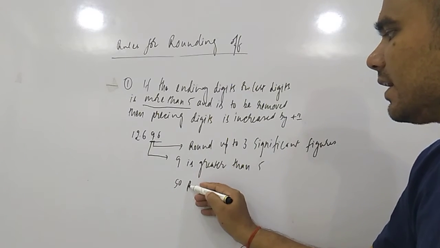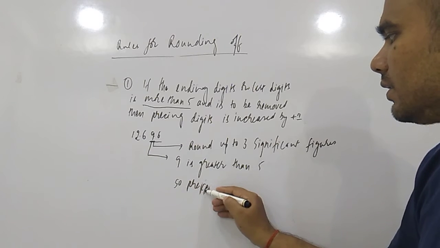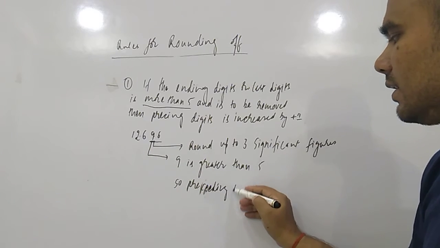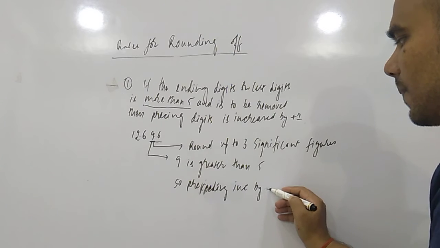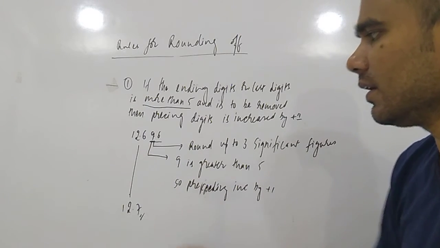So the preceding digit has to increase. Then what we have to do, student, is increase the preceding digit by plus 1. So what could be our answer? That is 12.7 will be our answer.